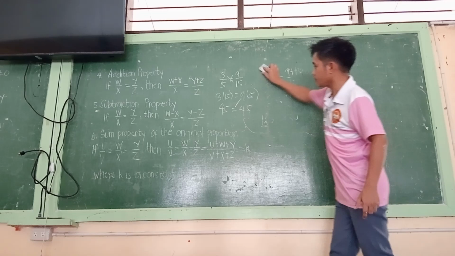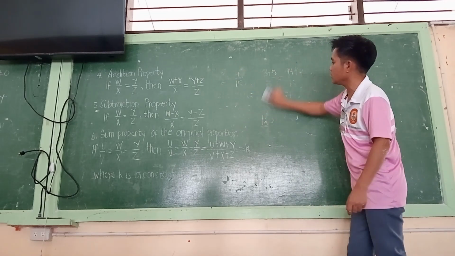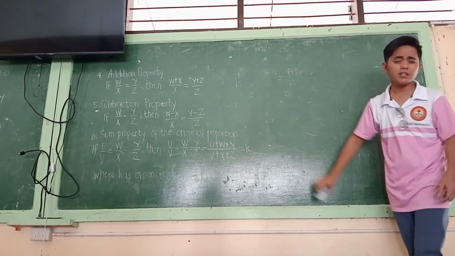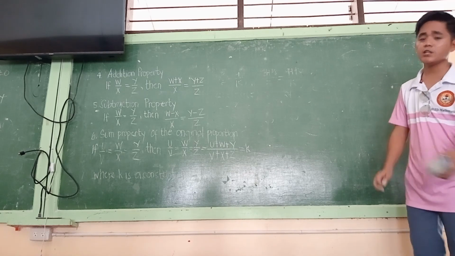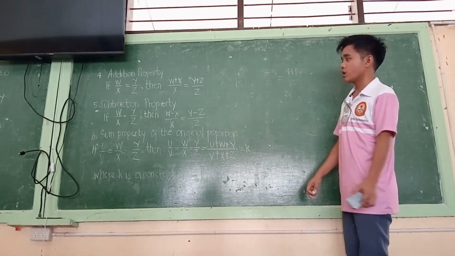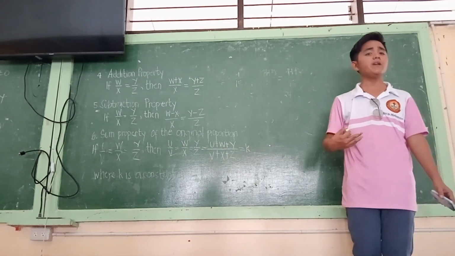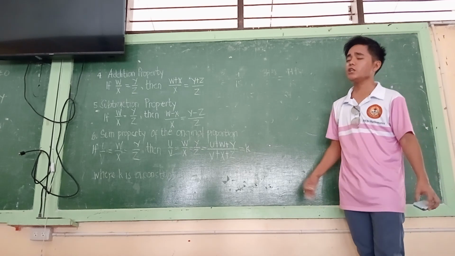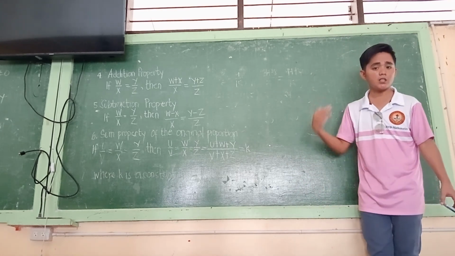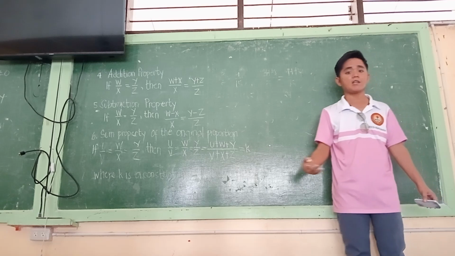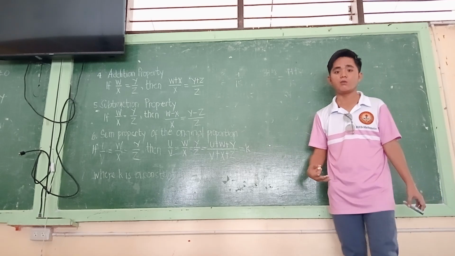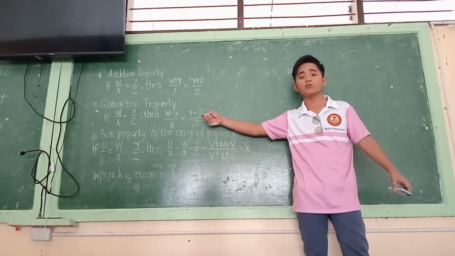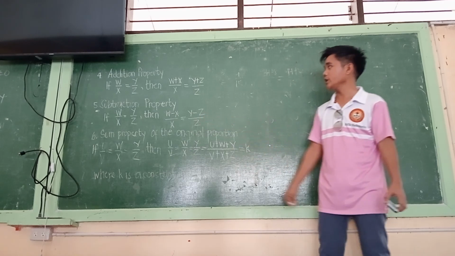Okay, let's proceed. So, let's proceed to the another property. We have the subtraction property. Okay, kabaliktaran lang yun. Sa addition property, nag-add ka sa numerators by the denominator. But this time, mag-minus na sa ta. Okay ha? Mag-minus na ta sa atong numerator by the denominator.